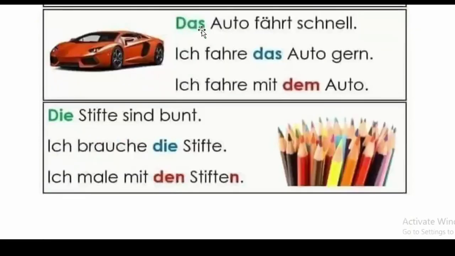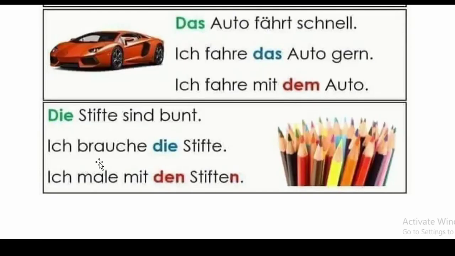The next example is: das Auto fährt schnell. The car rides fast. Ich fahre das Auto gern. I like to ride the car. So the article is the same for a neuter noun in the first two cases, nominative and accusative. Ich fahre mit dem Auto. Here we have a different article, dem, because the preposition here, mit, is a dative preposition. I go by car.